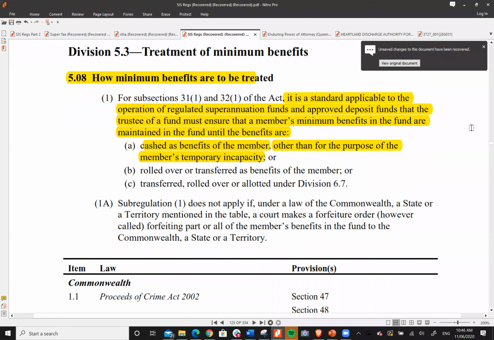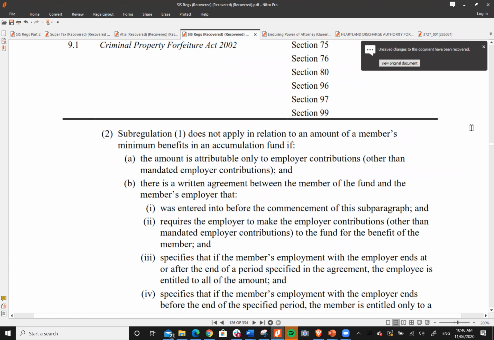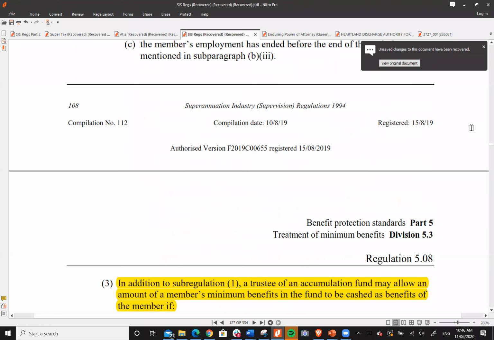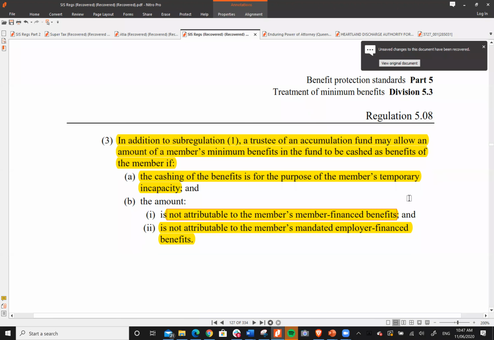Now, if we go down a little bit further, you'll see sub-regulation 5.08(3) says, in addition to sub-regulation 1, a trustee of an accumulation fund may allow an amount of a member's benefits in the fund to be cashed as benefits of a member if the cashing of the benefits is for the purpose of the member's temporary incapacity, that's okay, and the amount is not attributable to the member's member financed benefits, so whatever the member has put into the fund, and is not attributable to the member's mandated employer financed benefits.